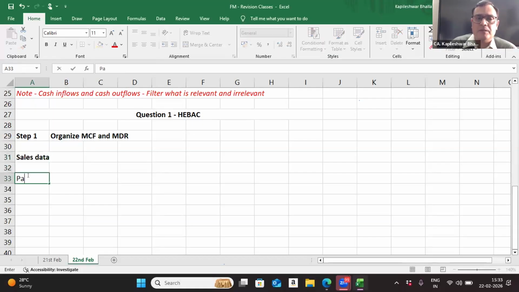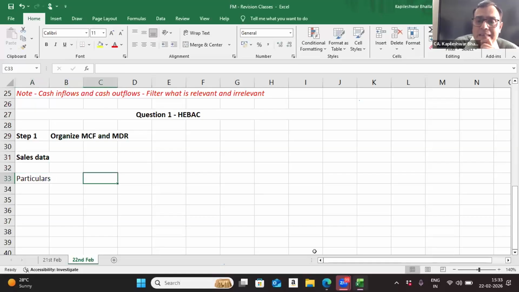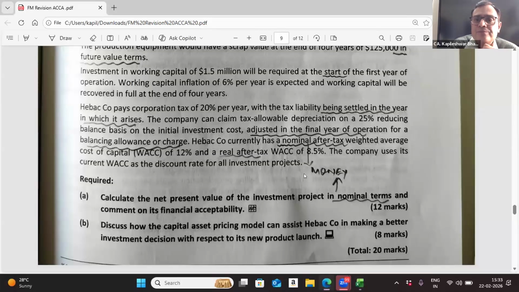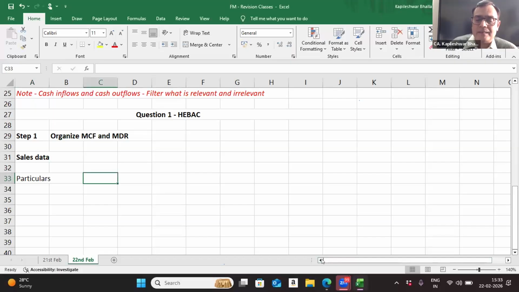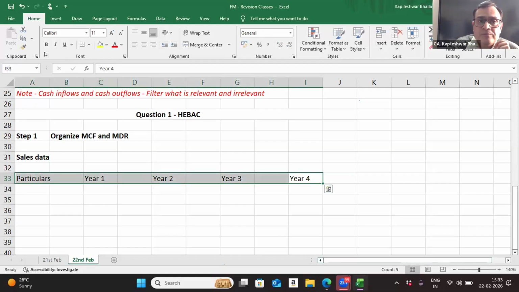Let's take a column for particulars. And how many years is the project life? I guess the project has a 4-year life. So let's take year 1, year 2, year 3, and year number 4. We need to organize the data for a period of 4 years.